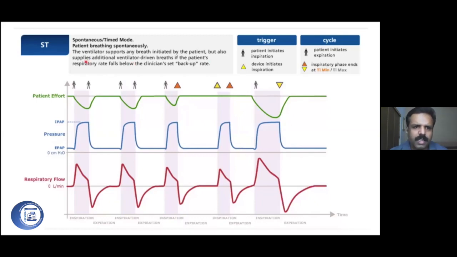So the ventilator supports any breath initiated by the patient. Suppose the patient initiates 20 breaths or 30 breaths, everything will be supported. Same way, if the patient generates only 10 and you kept the backup rate at 15, it will go for the 15 breaths. So you can keep the backup rate also here.